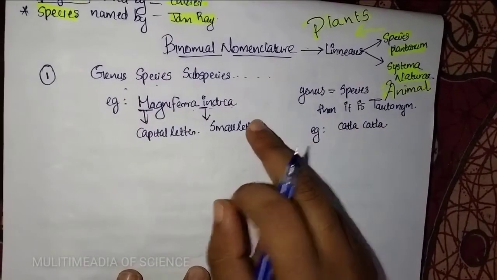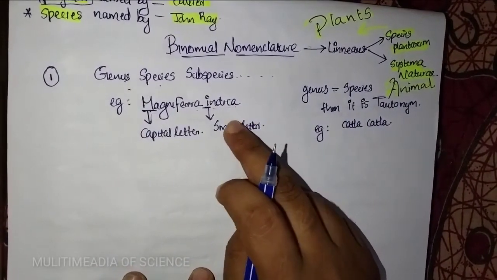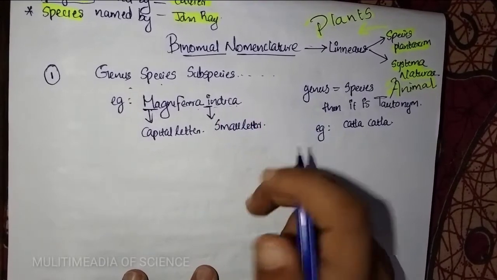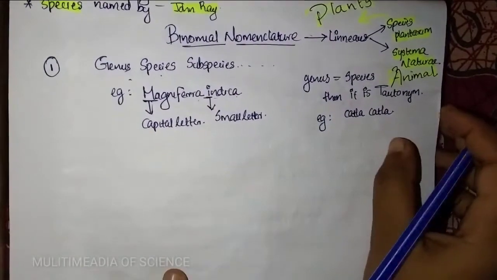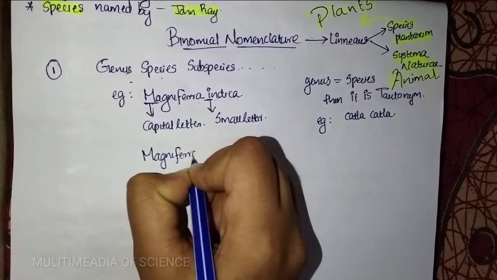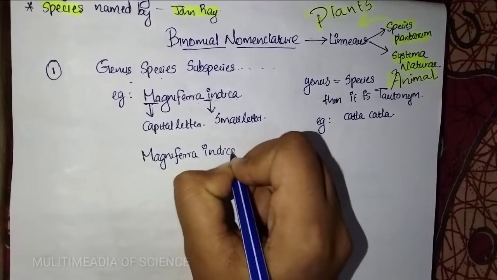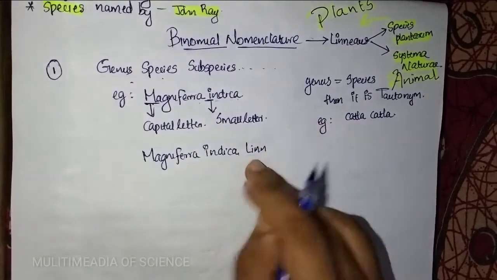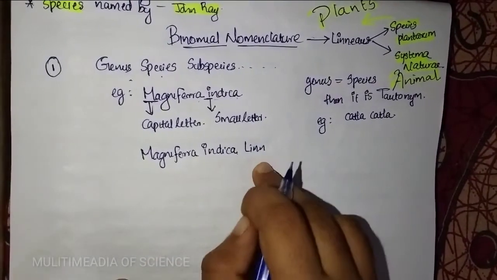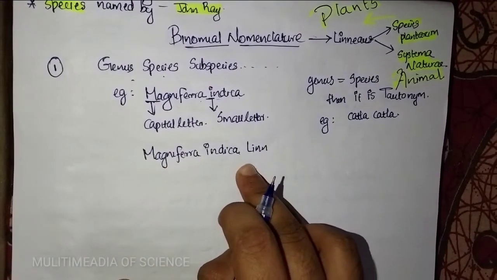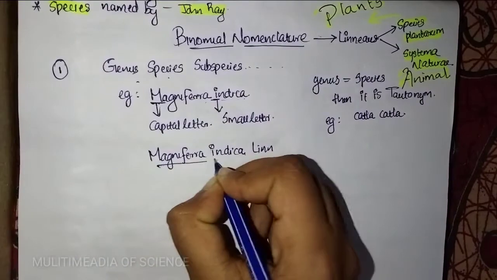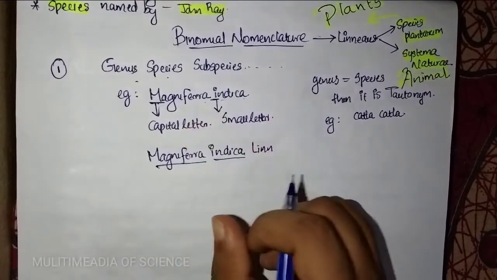Okay. Next is about the name of the person who described the organism, which can be written in simple alphabets after the binomial nomenclature. For example, Mangifera indica. Its original scientific name is like this: Mangifera indica Lin., because Linnaeus identified this organism. That should be written so. Then, when you write the scientific name, it must be underlined or written in italics.